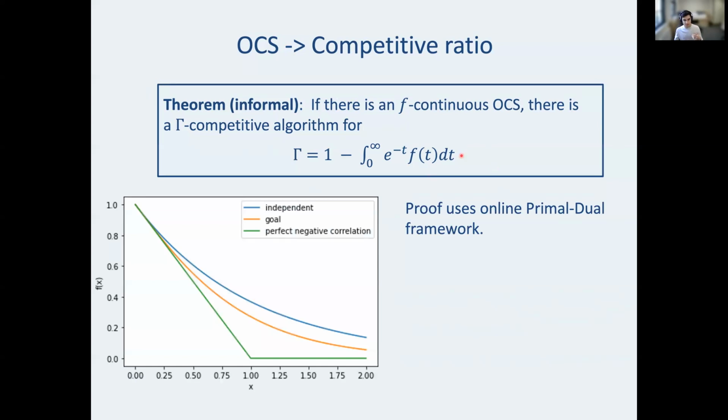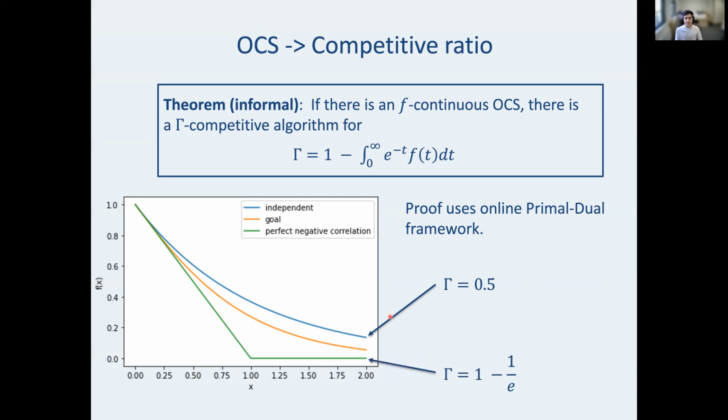So some intuition for this formula. We can first consider the fully independent OCS, which corresponds to an f of e to the negative x. And if we do this, as we might expect, we get a competitive ratio of 1/2, which isn't super useful. That's the same as greedy. But as we push down, we get better competitive ratios.